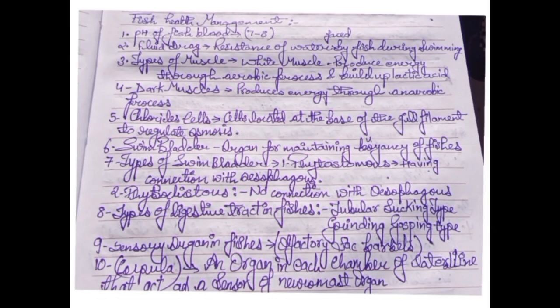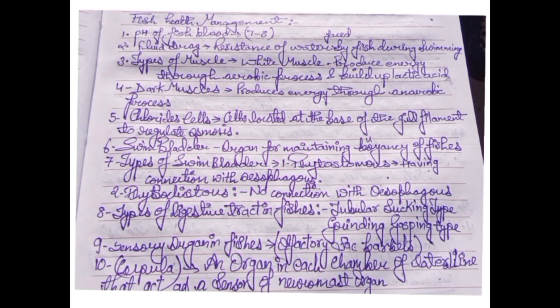So fish health management has some points to be noted or kept in mind before starting. The pH of fish blood should be 7 to 8. Then comes the fluid drag. This is the resistance of water faced by the fish during swimming. So when the fish swims, it faces resistance in the water, and through this it gets fluid drag marks on its body.